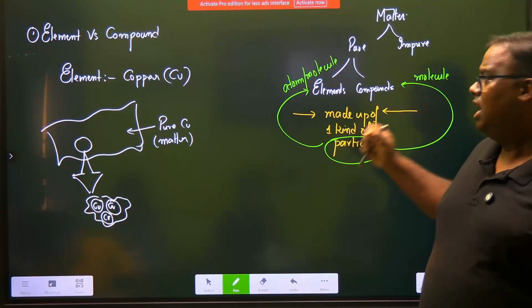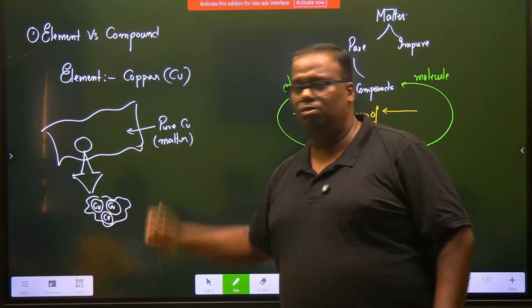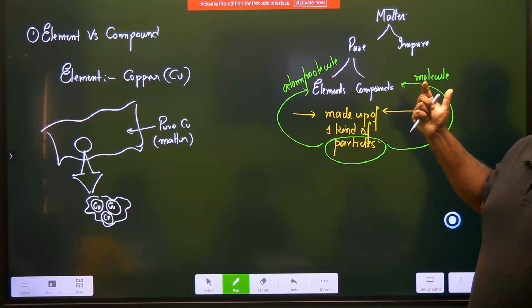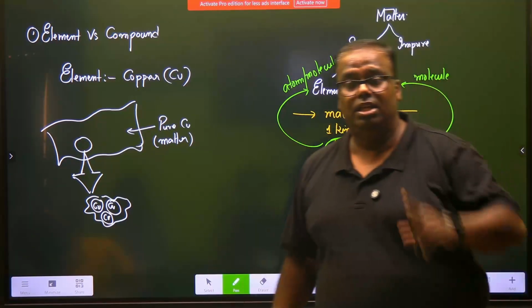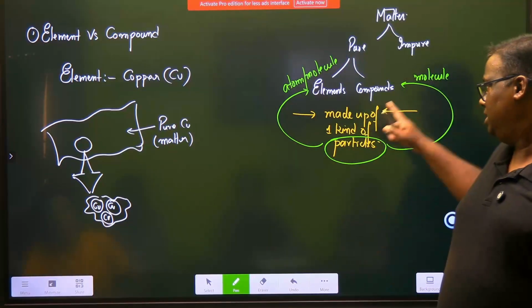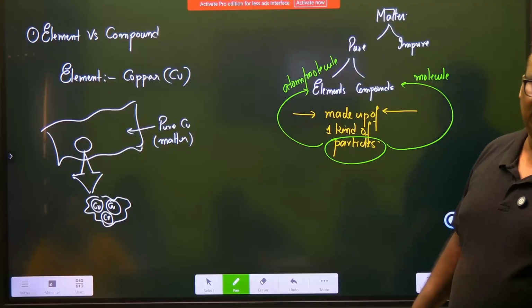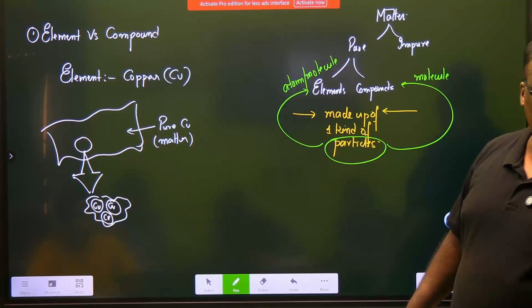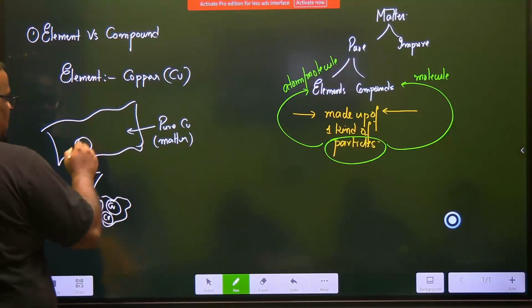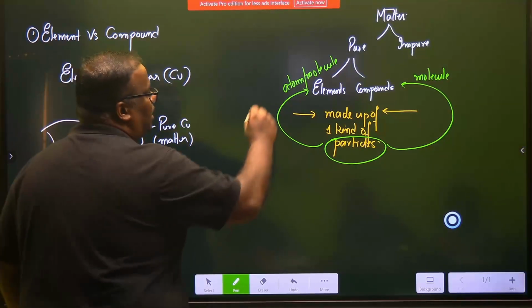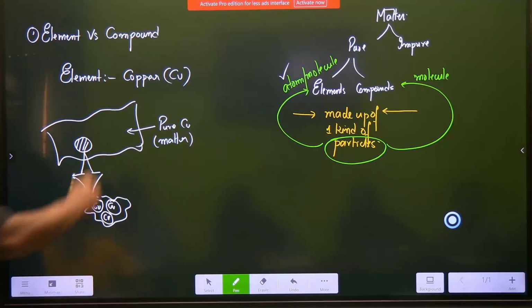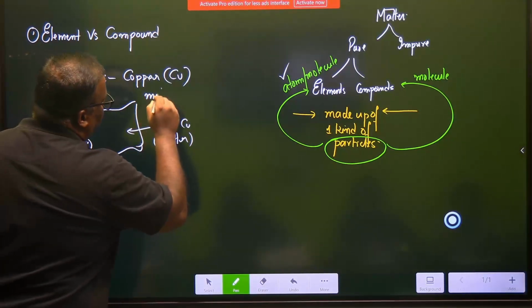We will see. An element is also made up of one kind of particle and a compound is also made up of one kind of particle. In the case of element, that one kind of particle can be an atom or a molecule, whereas in the case of compound, it is always molecules. Understood? So what we are doing next is that we took the example. We are done with this, that they can exist as atom, right? Now copper is also a metal.